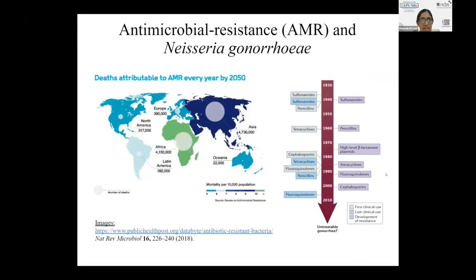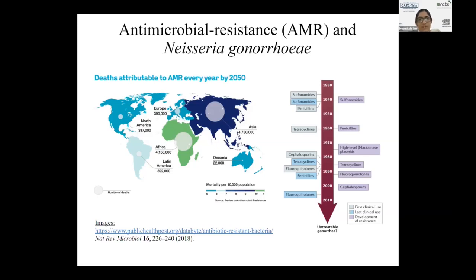So why Neisseria and why AMR? As we know, AMR is becoming a very big threat, and it is estimated that in a few decades, it will be one of the major health threats, and a lot of deaths would be attributed to antimicrobial resistance, because it will lead to incurable bacteremia.